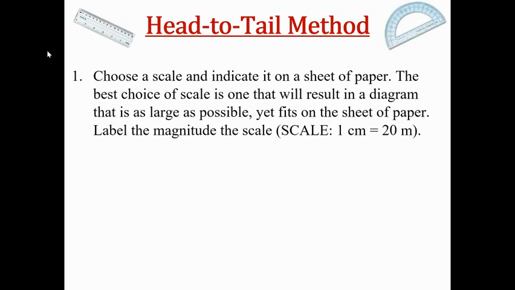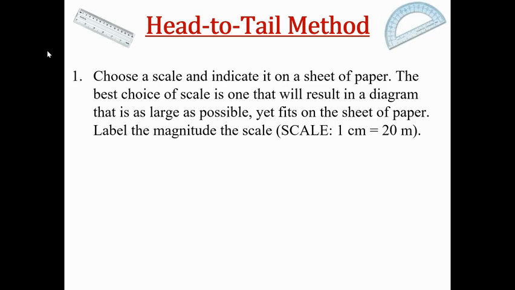Let's break down this head-to-tail method step by step, starting with step 1. If we were using the head-to-tail method to graphically draw this vector addition to scale on a piece of paper, the first thing we should do is choose the appropriate scale. The best choice of a scale is one that will result in a diagram that's as large as possible, but still fits on your sheet of paper. It's kind of like Goldilocks. Not too big, not too small, just right.